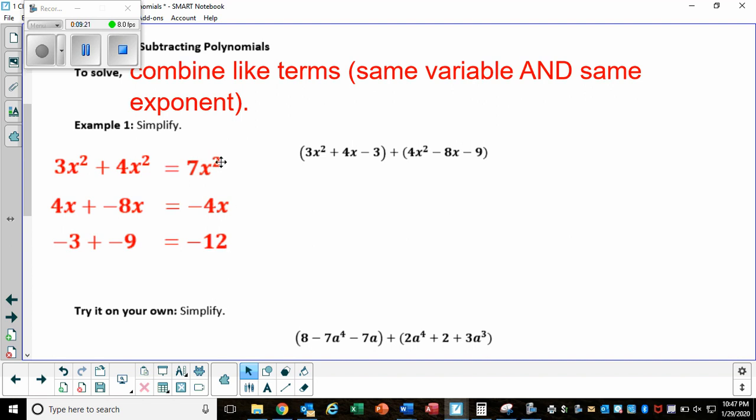So now I just take those 3 new terms and put them together, make sure it's in standard form.